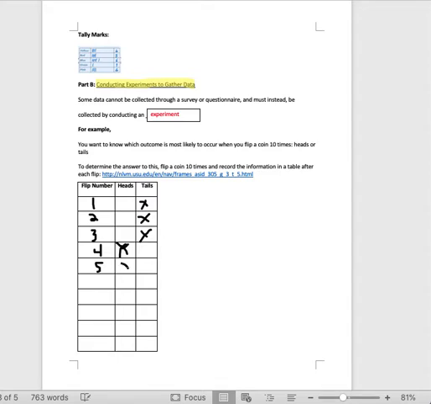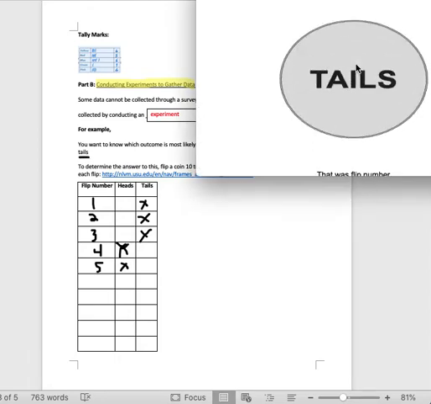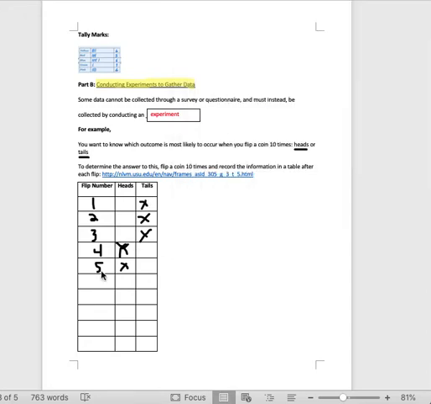All right, so right now, with 5 flips, we have 3 tails and 2 heads. Again, we want to know which outcome is going to be more likely. So right now, you should have predicted something. We can even pause this. Do you think it's going to be heads or tails? That's what your prediction is. Now we're doing an experiment to collect the data. This is very important for science class coming up, starting next year.